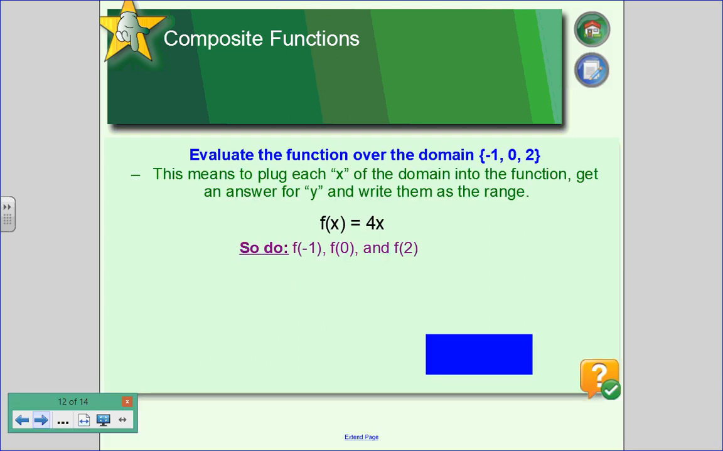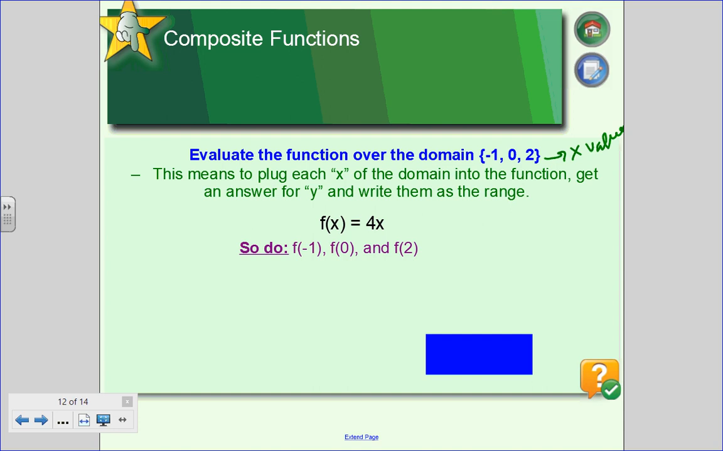Okay, the last little application we'll have of composite functions will be to evaluate a function over a domain. And a domain, if you'll remember, is a set of your x values. So if you are given a domain, that just means you're given several different x's to substitute into your equation and simplify for.